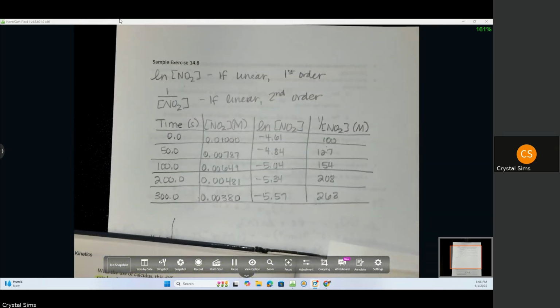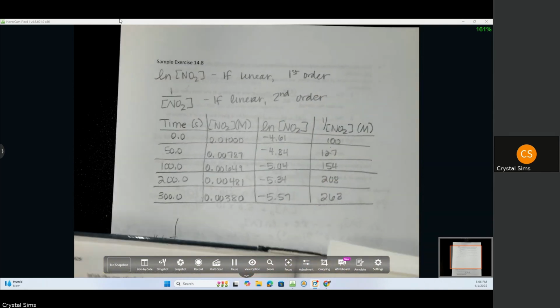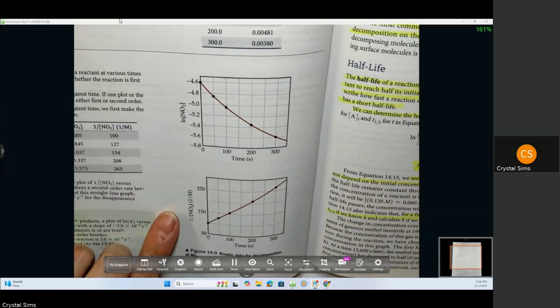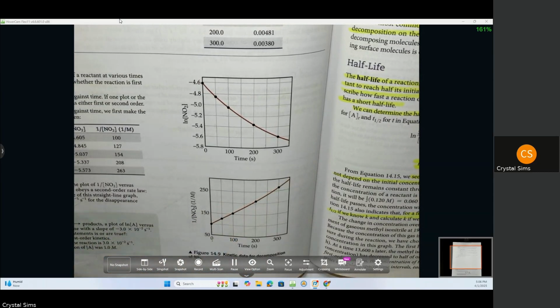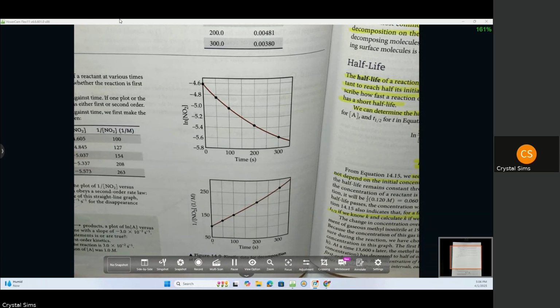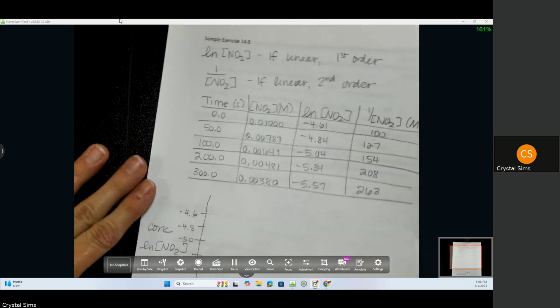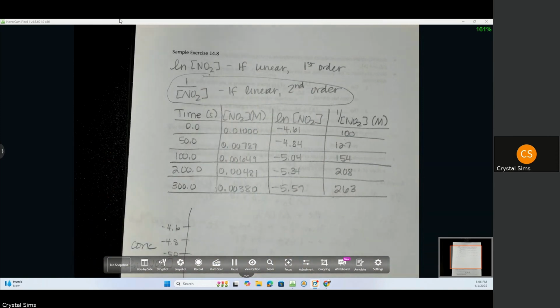And what did I say? Well, if the natural log is linear, then it's a first order. Well, that's not linear, so it's going to have to be a second order. So once we plot 1 over the concentration, we can see that this is linear. So this has to be a second order reaction. Okay, so for 14.8, this is the one that is linear. So we have a second order reaction.